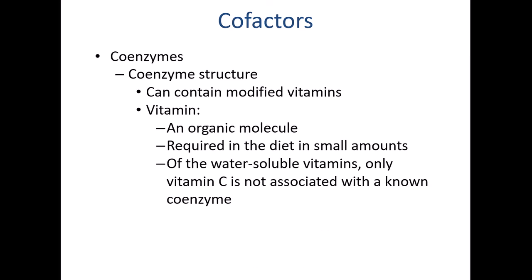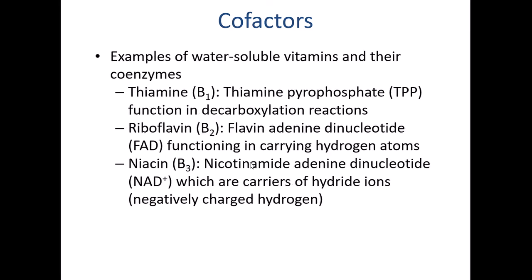So, like I said before, coenzymes are typically organic substances. So we typically find that coenzymes are vitamins, as an example. We're going to get into another lecture later in the semester as far as what a vitamin is. So just as an introduction today, think of a vitamin as an organic molecule. It's required in a diet in small amounts. Of all the water-soluble vitamins, which are the B and the C vitamins, only vitamin C is not associated with a known coenzyme. But we'll see that the B vitamins are, and we're going to look at them in more detail later in the semester.